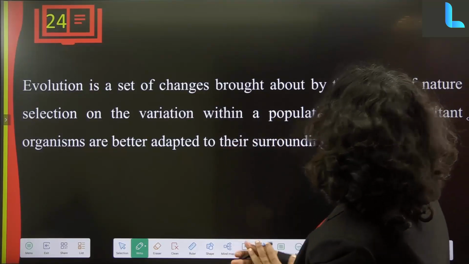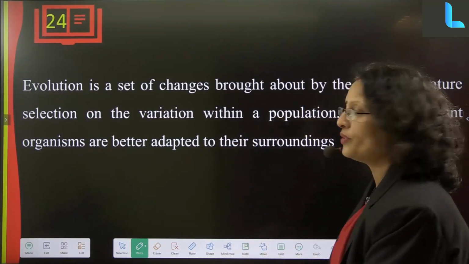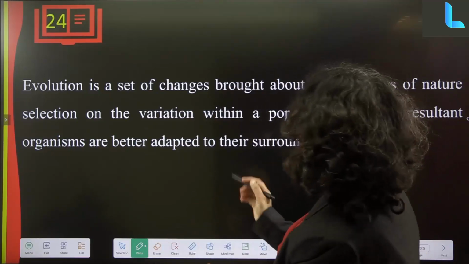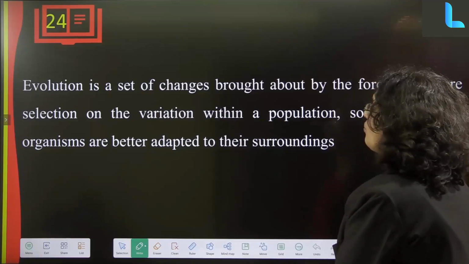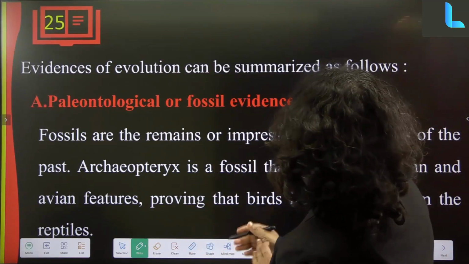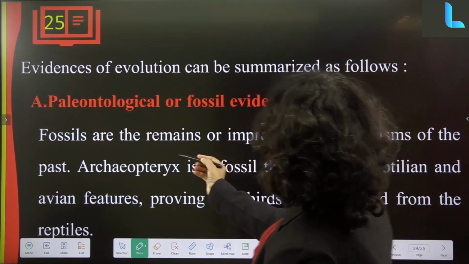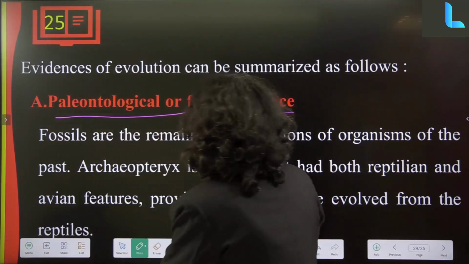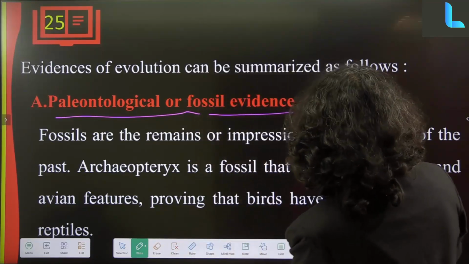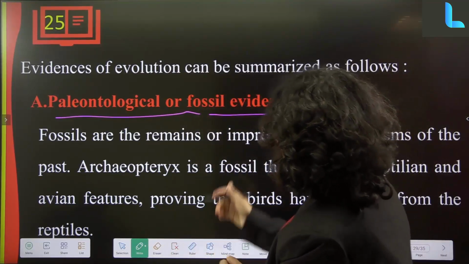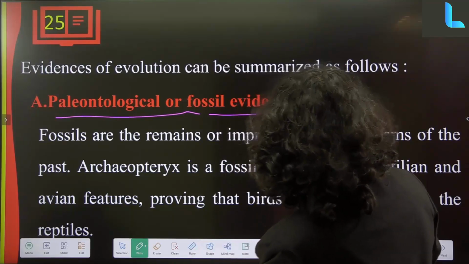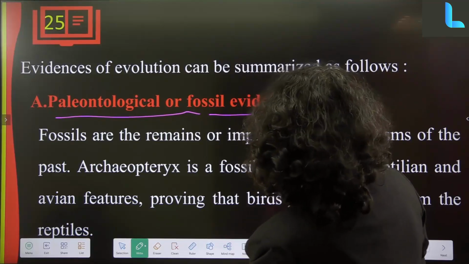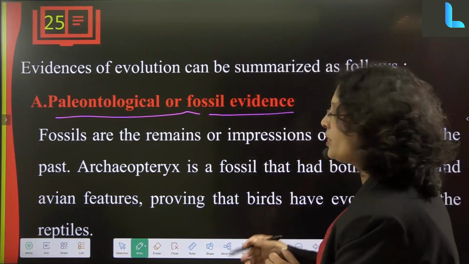Now, evolution is a set of changes brought about by the forces of nature, selection on the variation within a population, such that the resultant organisms are better adapted to the surroundings. Now, evidence of evolution can be summarized. One is paleontological or fossil evidence. Fossils are remains or impressions of organisms of the past. Archaeopteryx is a fossil that had both reptilian and avian features, proving that birds have evolved from reptiles.